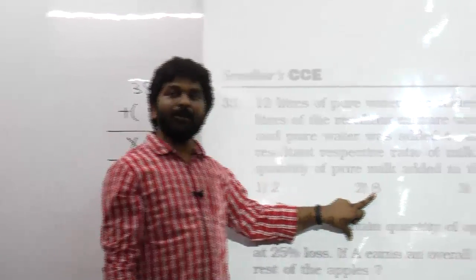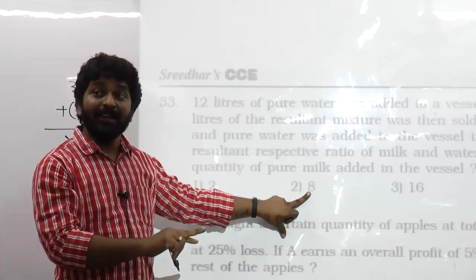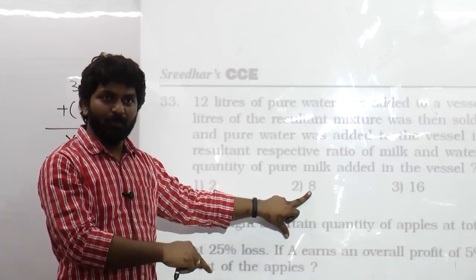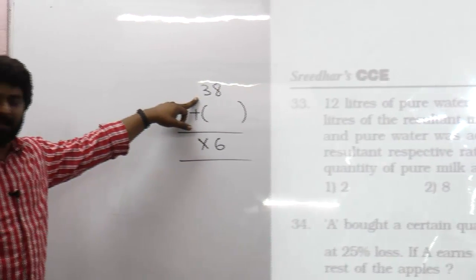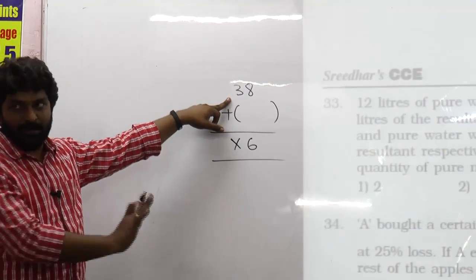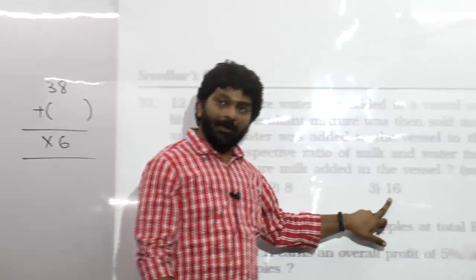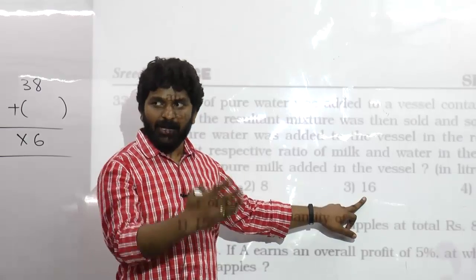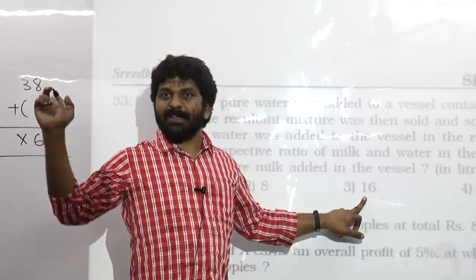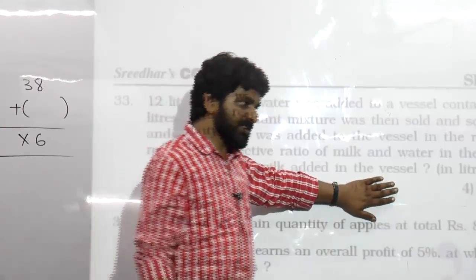If 4 parts is equal to 8 liters, what about 1 part? 2 liters. Total content 8 plus 2, 10 liters. When you add 10 to this number, you will get 48. Is 48 a multiple of 6? Possibility. Don't confirm this. If 4 parts is 16, what about 1 part? 4. Total 20. 20 plus 38, 58. Is that a multiple of 6? This cannot be your answer.